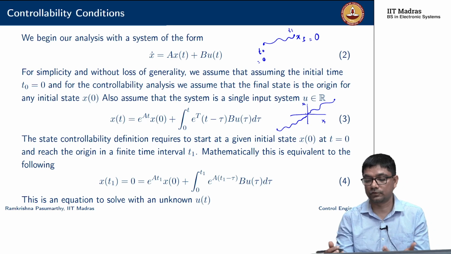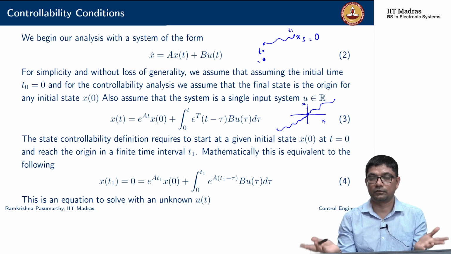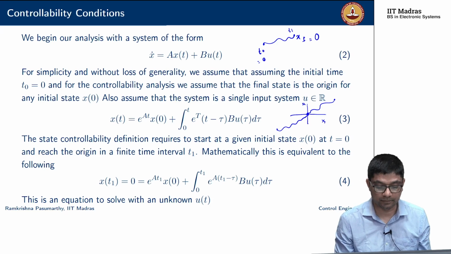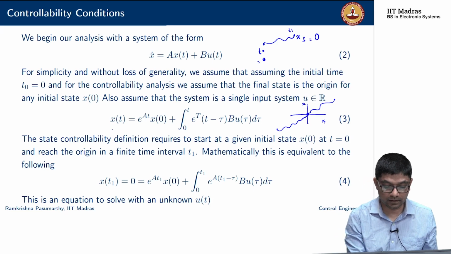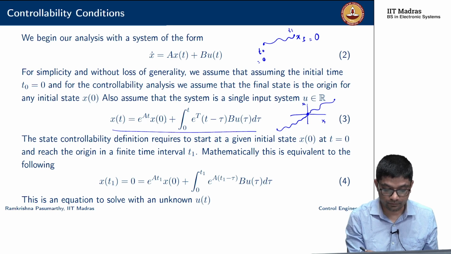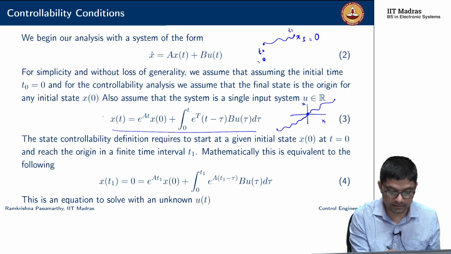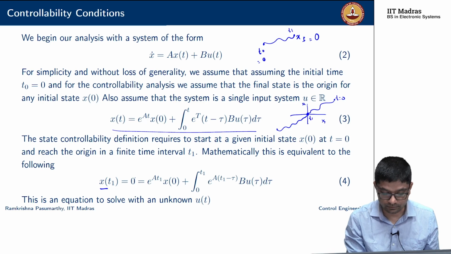And the converse problem is also true, right? I should be able to go from the origin to anywhere. So both problems mean the same. Which means I start with my solution of the state equation. At t equal to t1, I am at the origin. So x of t1 will be the origin.